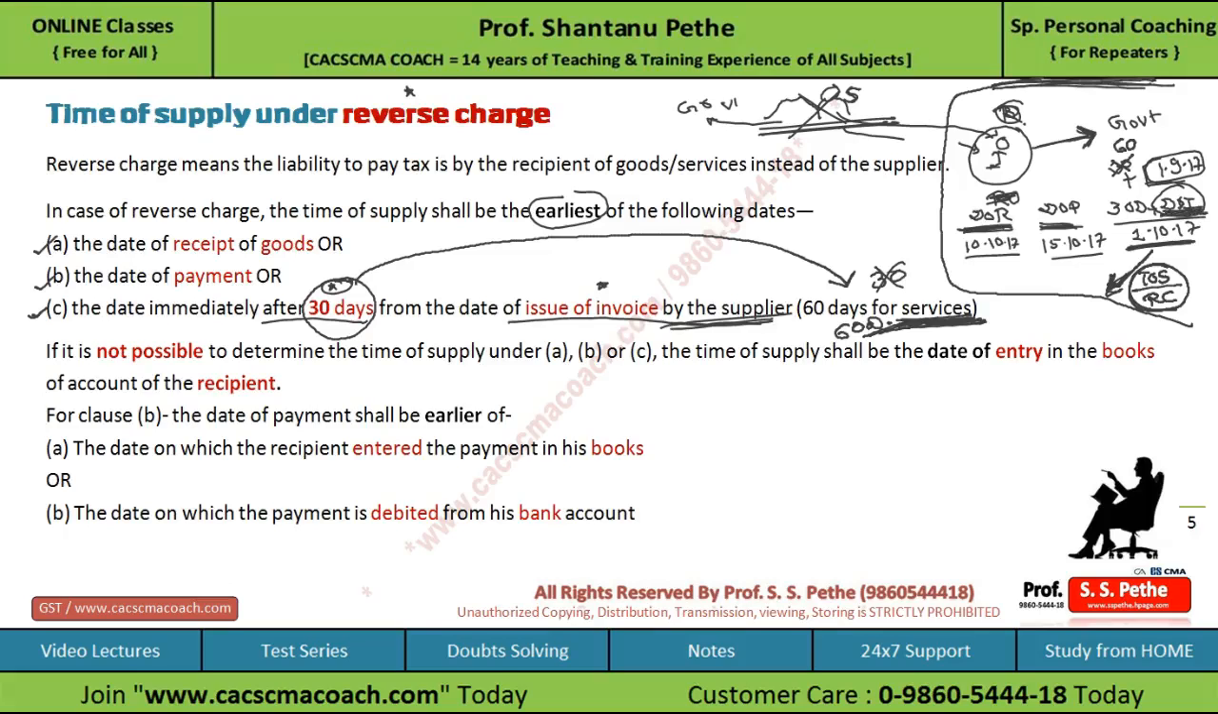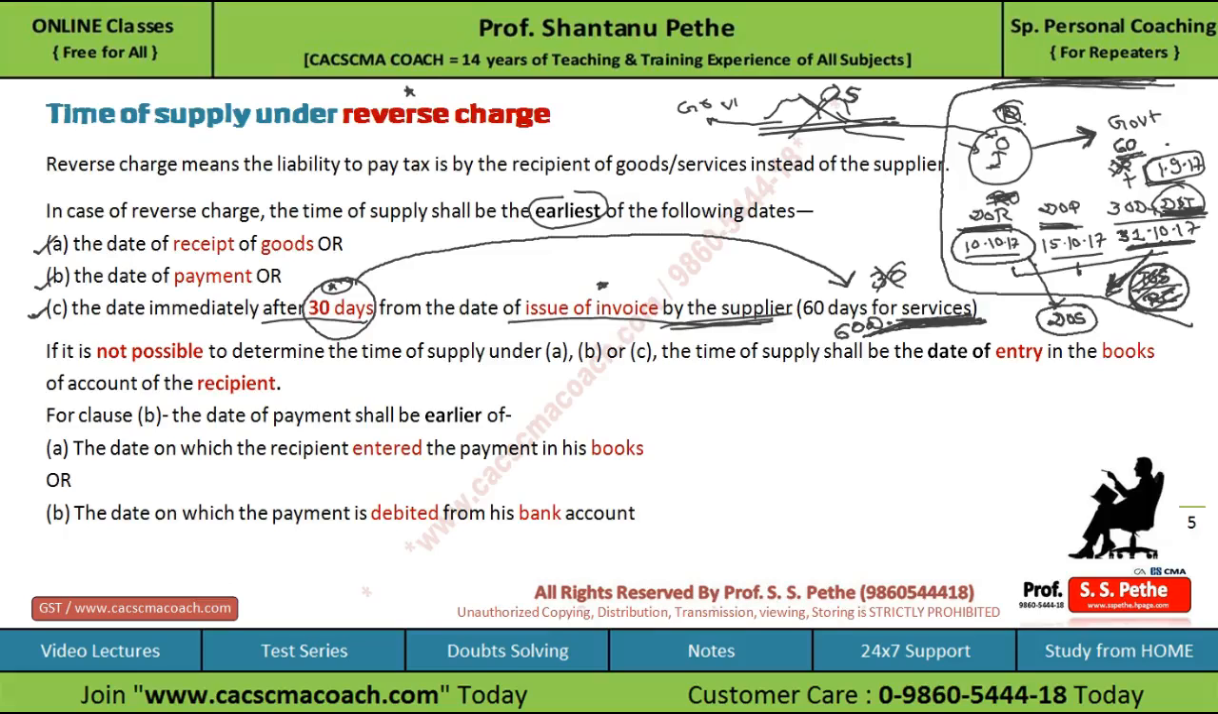And in that case, the date will become 31st of October. That is, from 1st September, you have to add 60 days, you will reach 31st of October. And in this case, if you check the earliest of these three, 10th October 2017 will be the date of supply of service under the reverse charge. That is the time of supply of service under reverse charge.